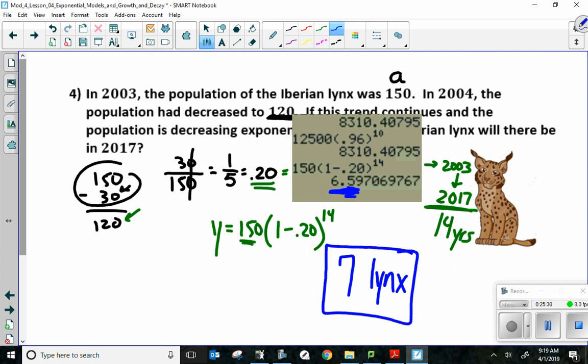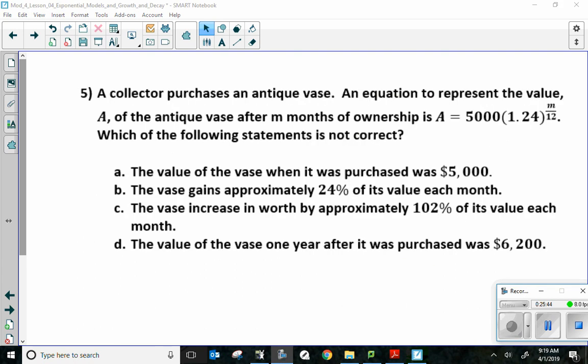Some can argue that, I'm just rounding that up. Some can argue with population, you can't have less than 1. You can't have half a lynx. So depending on the context of the problem, 7 lynx left. That sucks.